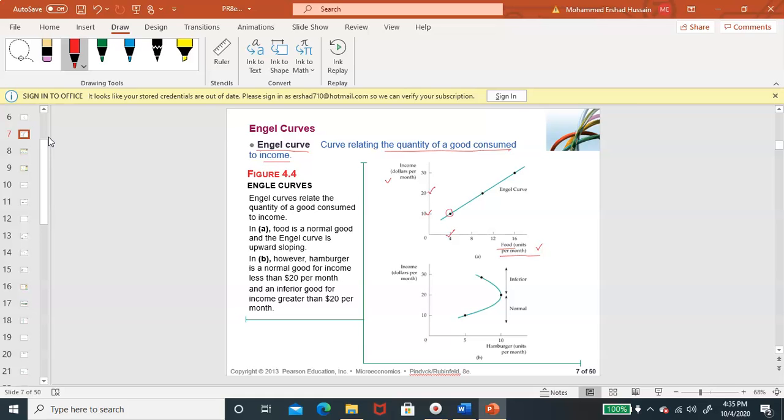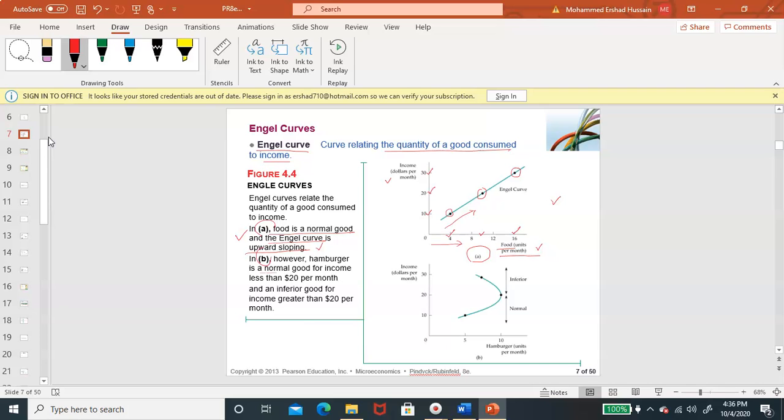When income is 20, what are they consuming? They are consuming 10 at this point. When income is 30, they are consuming 16. See that? So this is the Engel curve. Now here, just to relate, this is panel A. Food is a normal good. The Engel curve is upward sloping. It's an upward sloping line. As you move to the right, the curve is going up. Panel A. What about panel B?